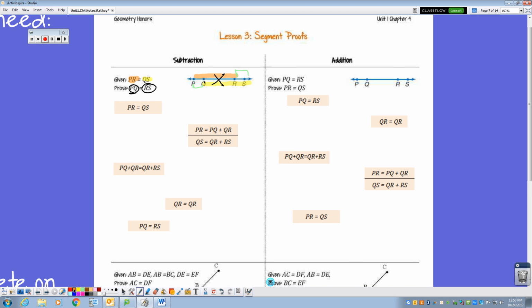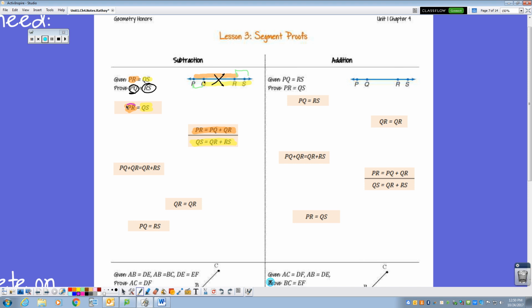Subtraction means I need to include the sum of the measures of the parts. So I started with my given that says PR is equal to QS. Well, if I know it's a subtraction proof and I have to do the sum of the parts, how else can I refer to PR? Well, it's PQ plus QR. How else can I refer to this yellow segment of QS? Well, it's QR plus RS.